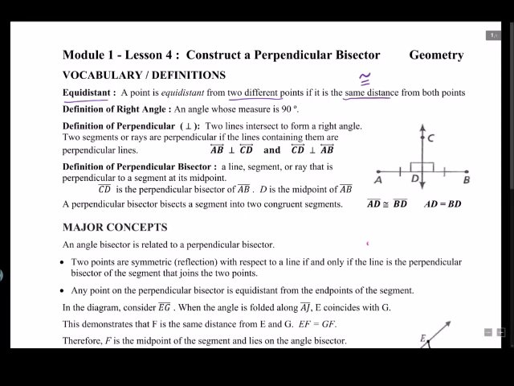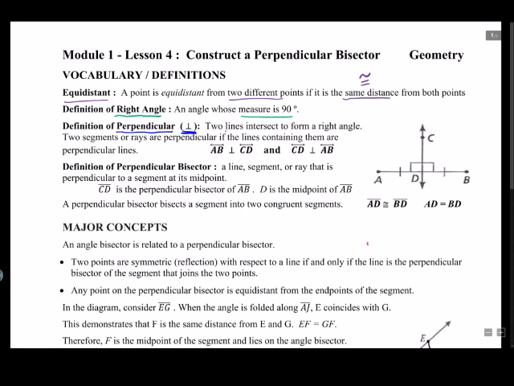Next is a definition of a right angle. We know that a right angle is an angle with a measure that is exactly 90 degrees. This is going to be a useful definition for us when we do proofs. Definition of perpendicular. This follows the right angle, and we use this symbol for perpendicular.